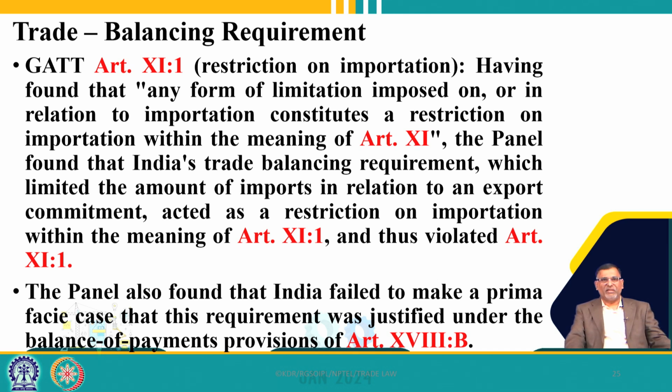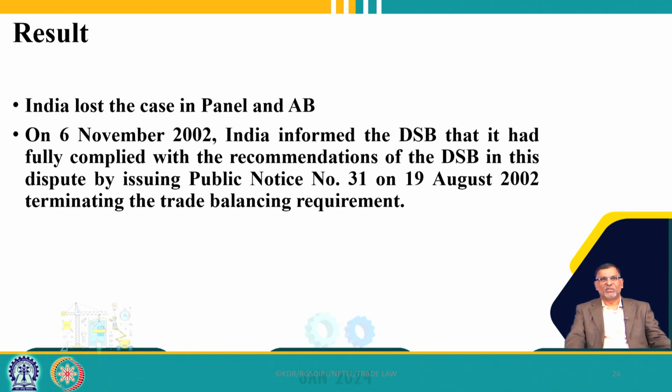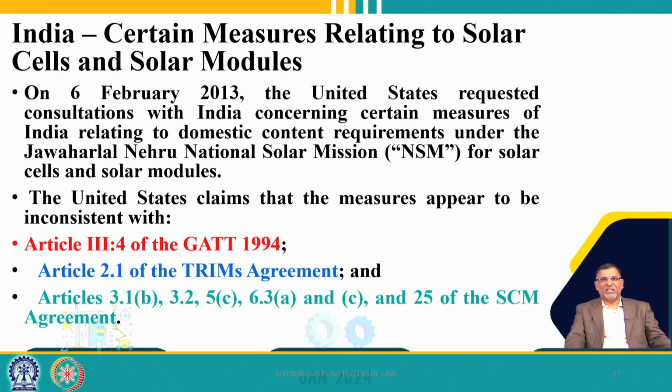India prima facie failed to prove that these measures will come under the exemptions under article 18(b), that is the balance of payment provisions. So, India lost, I think, almost all the cases, and we will also see the solar case.